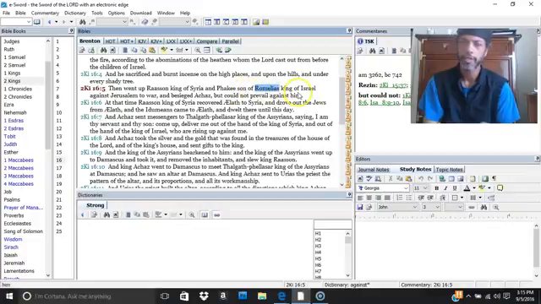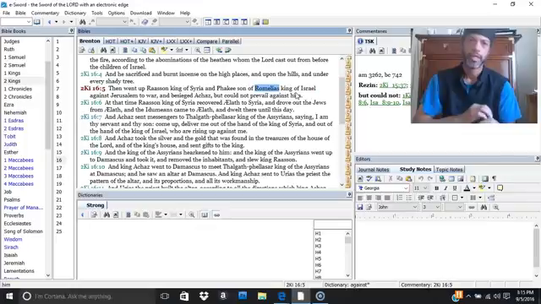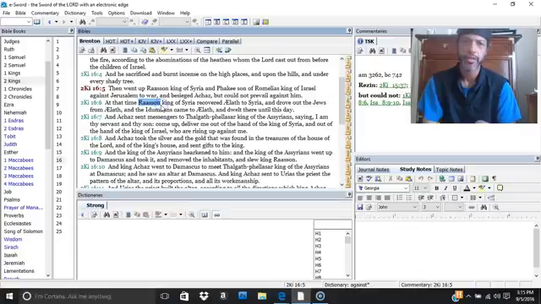So Pekah, son of Romulus, king of Israel, against Jerusalem the war, and besieged Achaz, but could not prevail against him. Now, this is very close. At that time, Rasan, or Rezin, king of Syria, recovered Elath to Syria, and drove the Jews from Elath, and the Idumeans came to Elath and dwelt there.